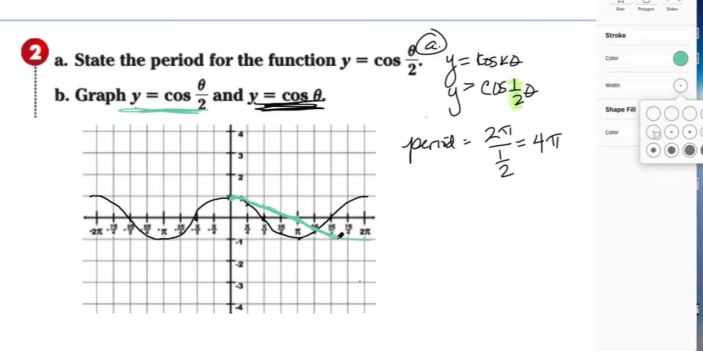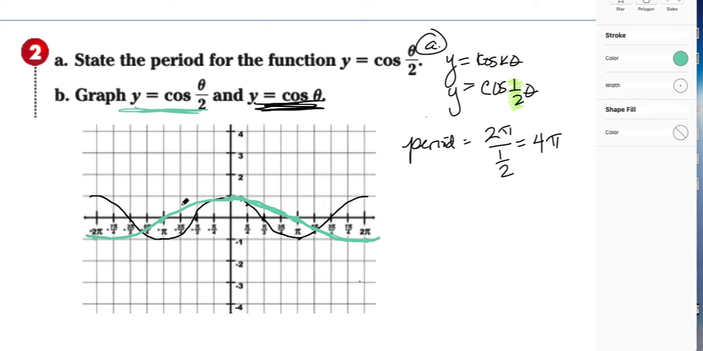So we get this, you're not seeing the curve, but we get this really stretched out curve. And what we just saw will continue on this side as well. So it's going to go up and then back down again, and then it would go up. So we've got a horizontal stretch, and you can see that the period is now 4 pi.